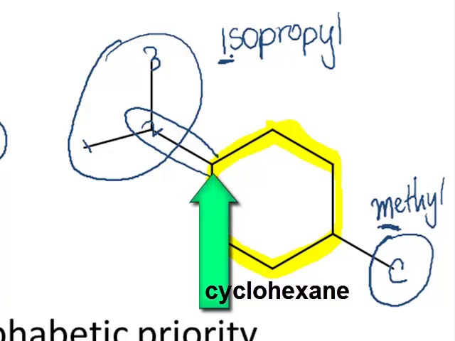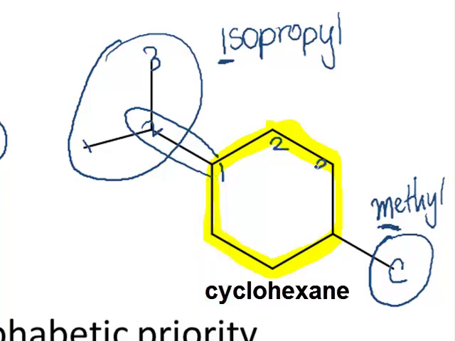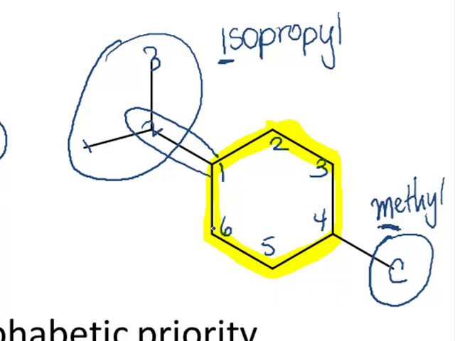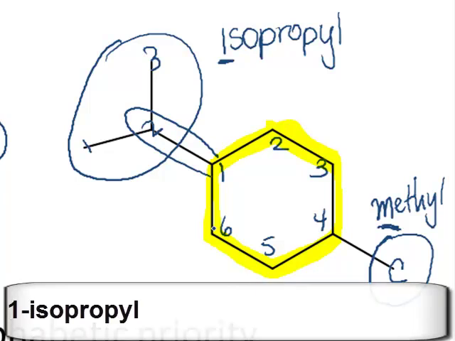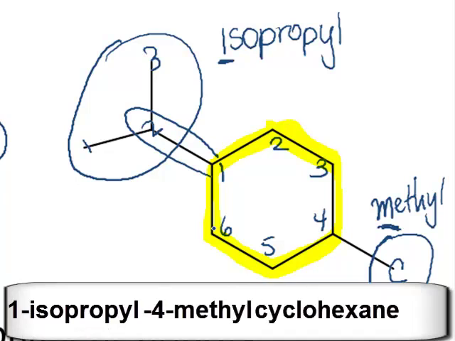That means this will come first, and it's on the first carbon. When I number around the ring in either direction, I get the same answer. The methyl's on the fourth carbon. So to put this name together, I get the final answer: 1-isopropyl, 4-methyl, cyclohexane.